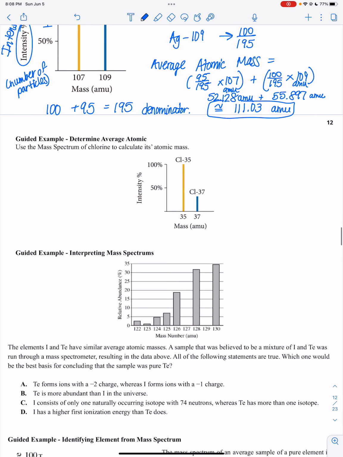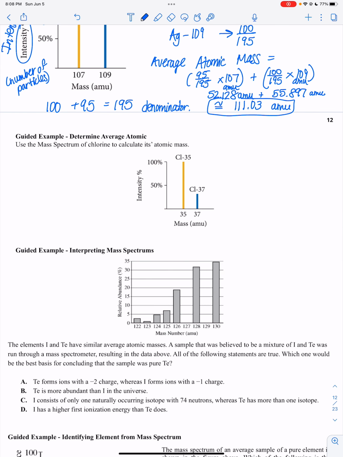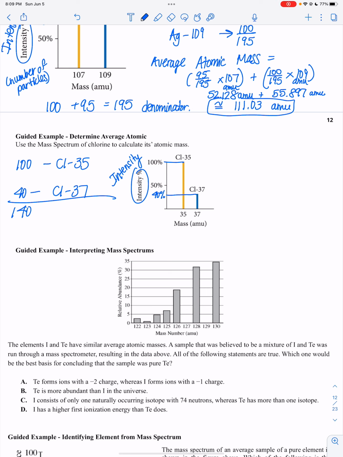Let's do another example that goes back to intensity here. And so let's look at this chlorine one. Again, we have intensity. So I'd have to make up my fractions here. So I have 100% 35, and I have a little bit under 100%. Let's say it's about 40. So I have 100 is going to be Cl35, and then I have 40, which are going to be Cl37. Altogether, that's 140.